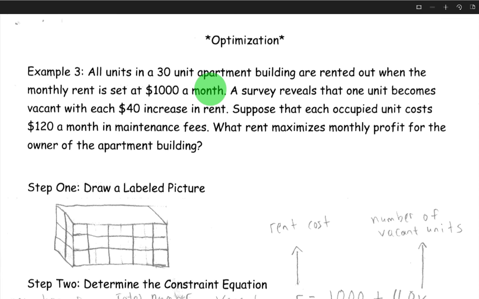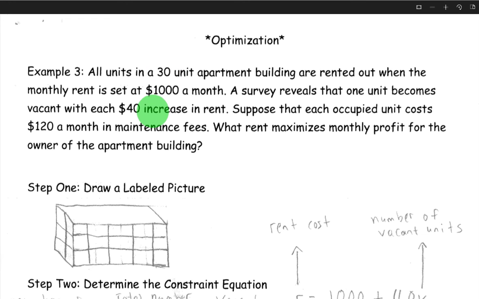So you might think, well, great, just keep it that way and you'll always have tenants in your apartment. You'll be making $30,000 a month on rent. But let's keep reading the question. A survey reveals that one unit becomes vacant with each $40 increase in rent. So what that means is, let's say we started charging $1,040. One unit would become vacant, so now there would be 29 people. You would lose a tenant.